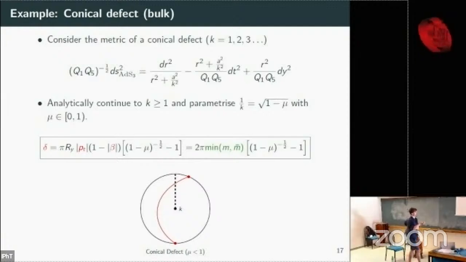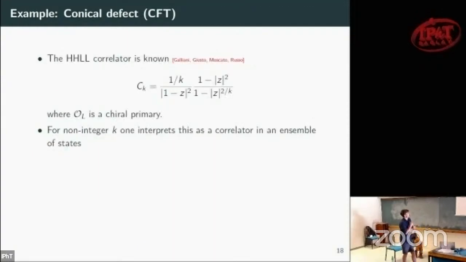You have some defect in the center. You send a probe in, you get some difference from empty AdS. Empty AdS would just be straight across, basically.